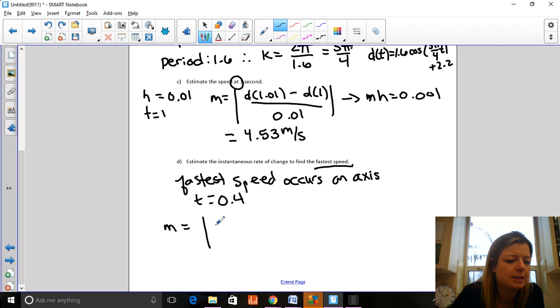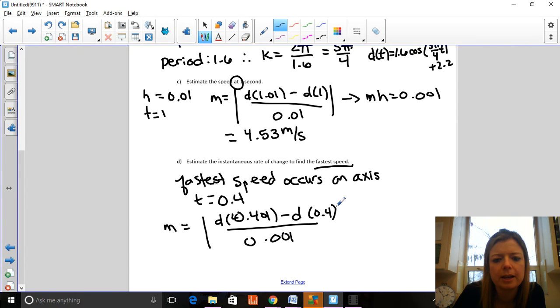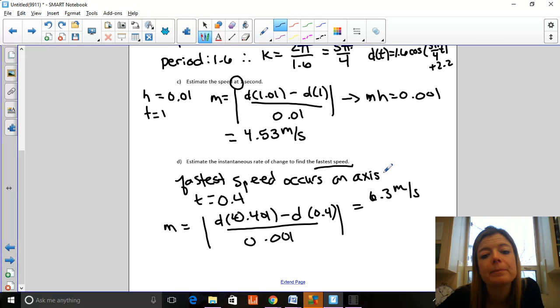So you do your m here. So I did d(0.401) minus d(0.4) divided by 0.001, and you'll see that you get 6.3 meters per second. So because this is on the axis, we can conclude that this is an estimation of the fastest speed that the child reaches during their entire swinging back and forth. So because it happens halfway between when they're at the furthest and the least distance, that is going to be their maximum speed, 6.3 meters per second.